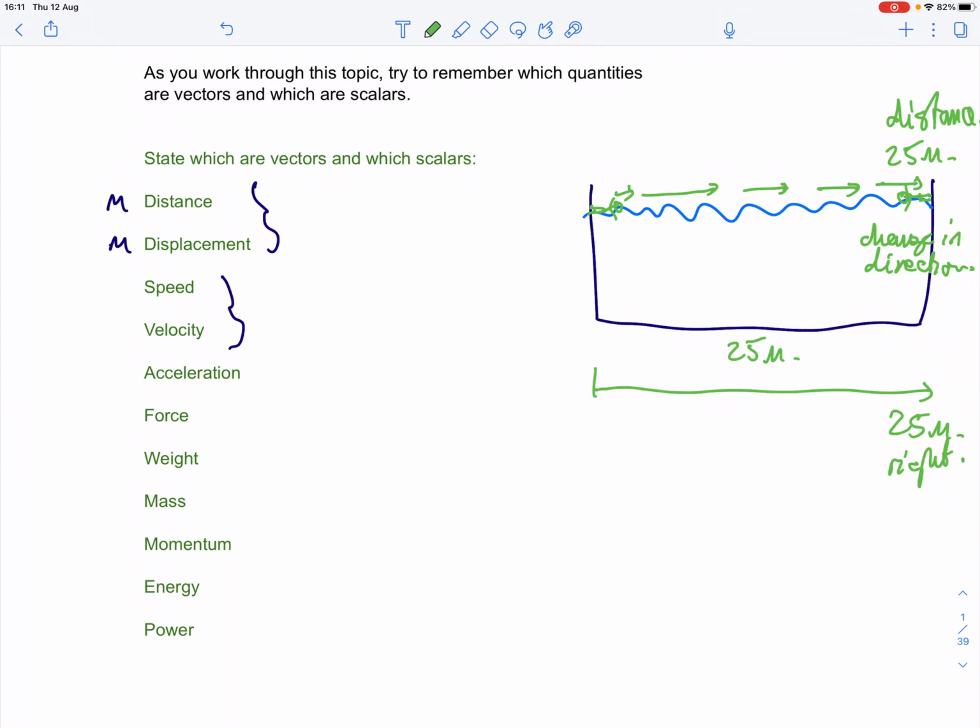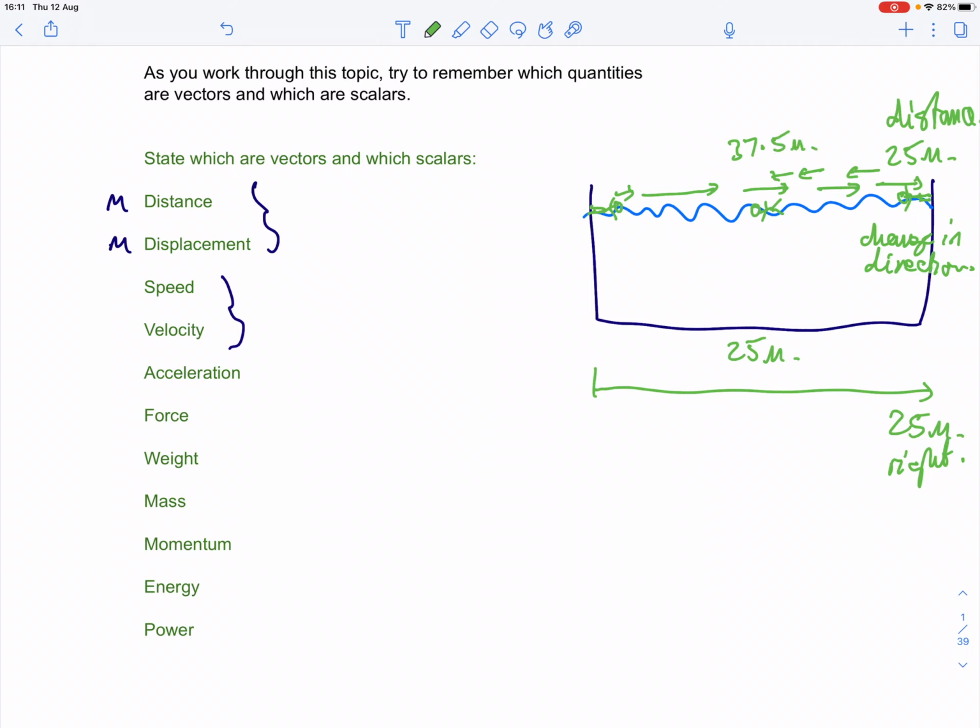Now, let's say that this person swims back in this direction towards where they started, and they get halfway back. Let's stop them there and see what's happened to their distance. They've gone 25 metres there and half of 25 metres back, which is 12.5 metres. So they've gone a distance of 37.5 metres.